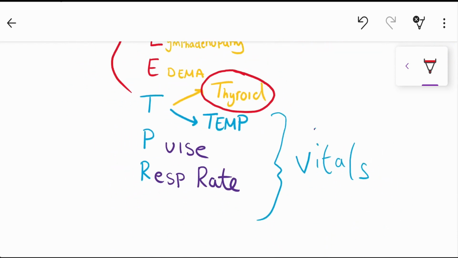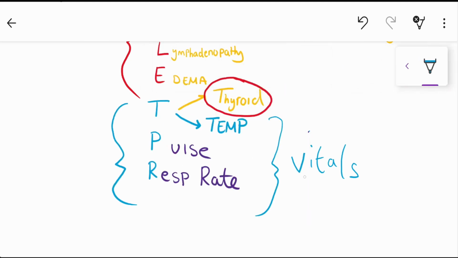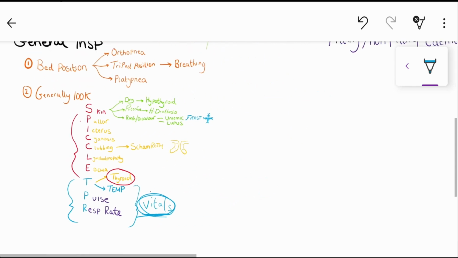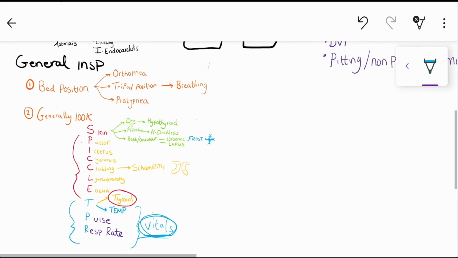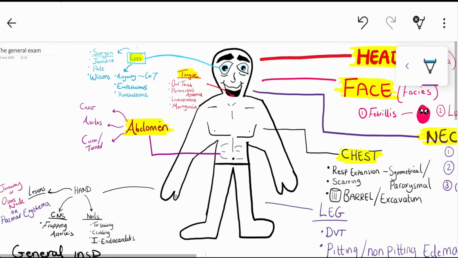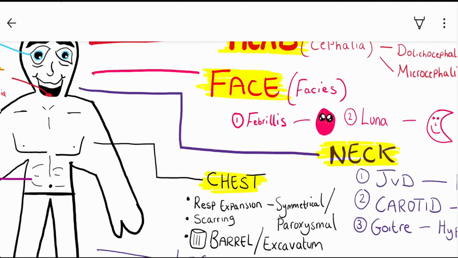Otherwise, this next category I want you to focus on is the vitals. Vitals. Temperature, pulse, respiratory rate. Okay. So this is the general thing you want to take home. However, if you want to go into a bit more detail, here it goes.